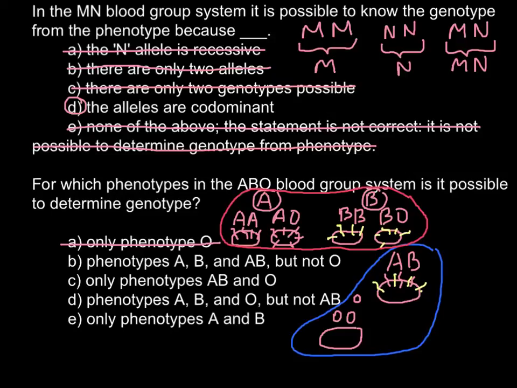Answer B, phenotypes A, B and AB, but not O. That's not true, because we cannot tell the genotype of A and B. So we have to cross out this answer. We cannot tell the genotype if we know only phenotype. And answer C, only phenotypes AB and O, and that's the correct answer. So let's finish our answers. D, phenotypes A, B and O, that's not true. We cannot tell the genotype if we know only phenotype A, B. And answer E, only phenotypes A, B, also not correct.